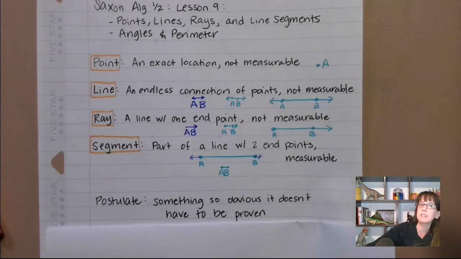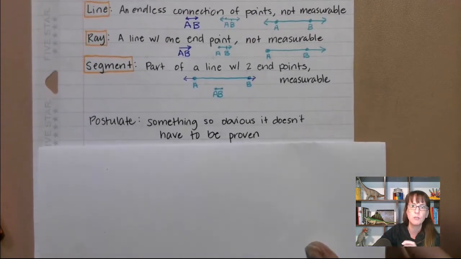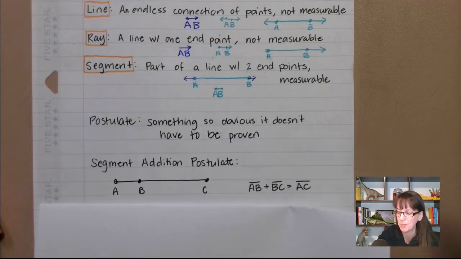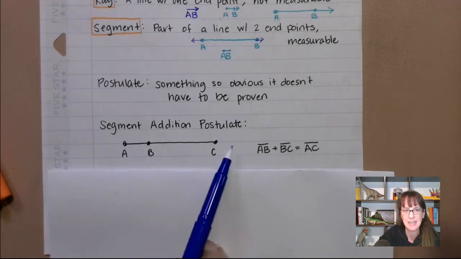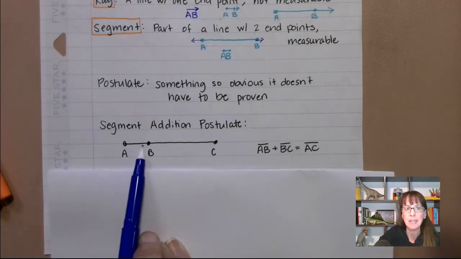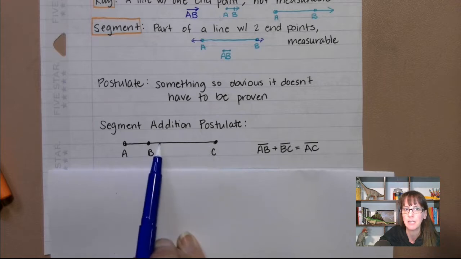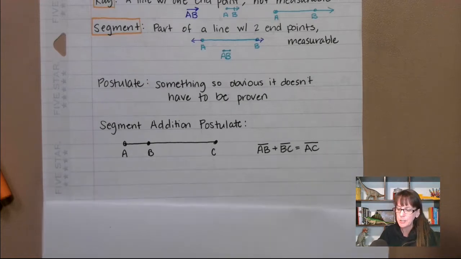A postulate. A postulate is something so obvious it doesn't have to be proven. You'll talk more about this when you get into geometry, but I think it's fun to introduce new terms. The first postulate that we'll introduce is the segment addition postulate. It says if you have A, B, and C in a line, and B is right in the middle, then AB plus BC equals AC, the whole thing. So this tiny bit plus this medium-sized bit equals the whole large thing. Obviously that's true, you don't have to prove it. That's going to be helpful for some of our examples today.